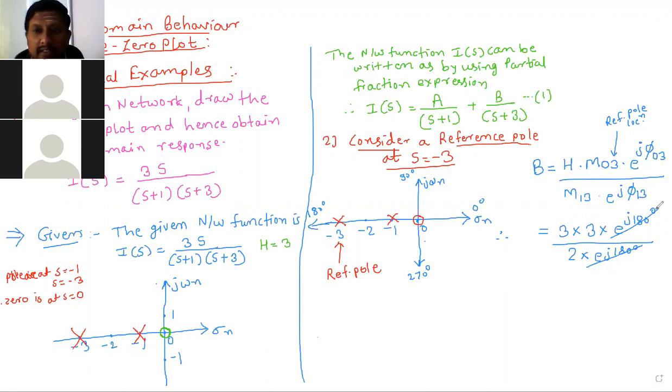Okay, this and this will get cancelled. Now 3 into 3 means 9. 9 by 2. That is the answer of B. B is 9 by 2.